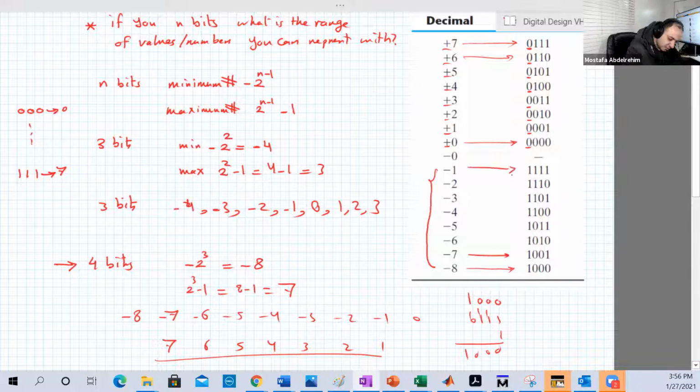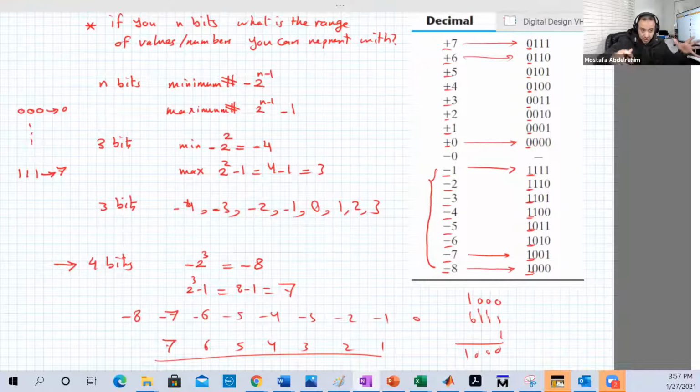Another thing to notice here is the most significant bit. They are all ones. So negative numbers have 1 at their most significant bit. So when you look at a binary number, and this is a signed number, you look first at the most significant bit. If it is 1, then you should take the 2's complement to get back to its original value, and it will be minus something.